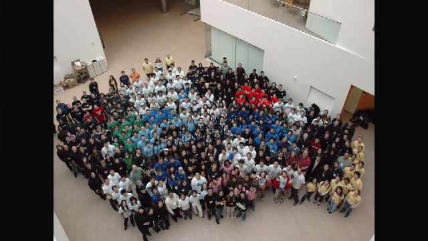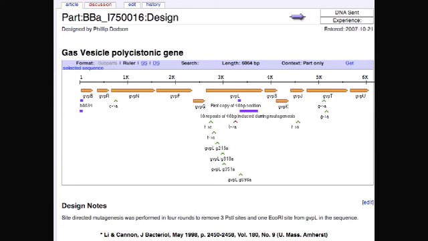Well, here were some of the students who were making parts last year. And in particular, these were some students from Melbourne, Australia. And these students from Melbourne, Australia followed a technical standard invented by Tom Knight at MIT, and they made biobrick part I750016. Now that number shouldn't mean anything. It's just an index number. But this is a gas vesicle polycistronic gene. That's a complicated way of saying this is a protein balloon.